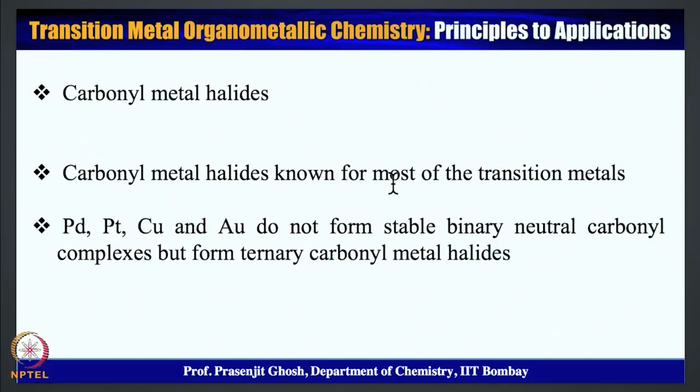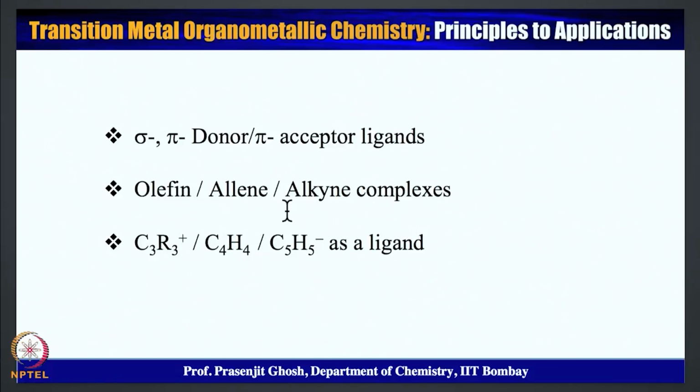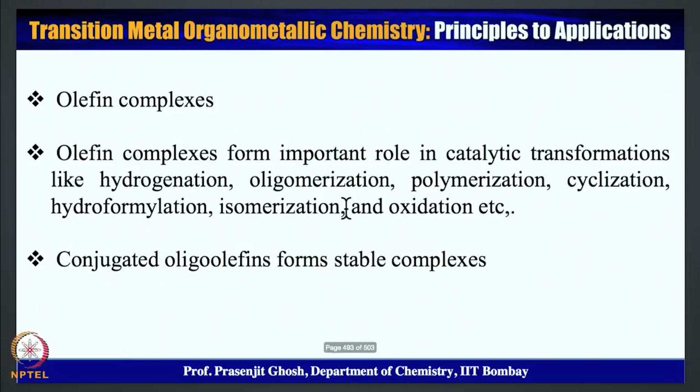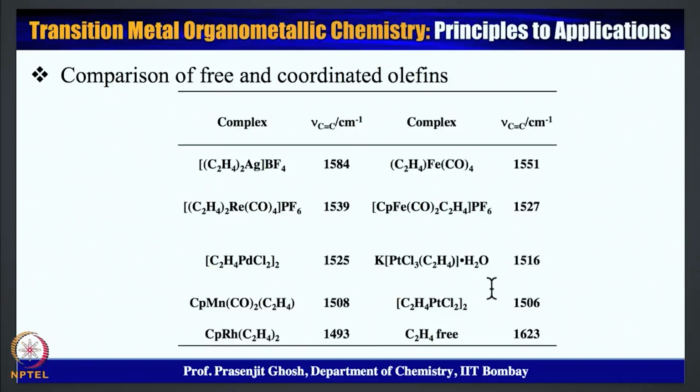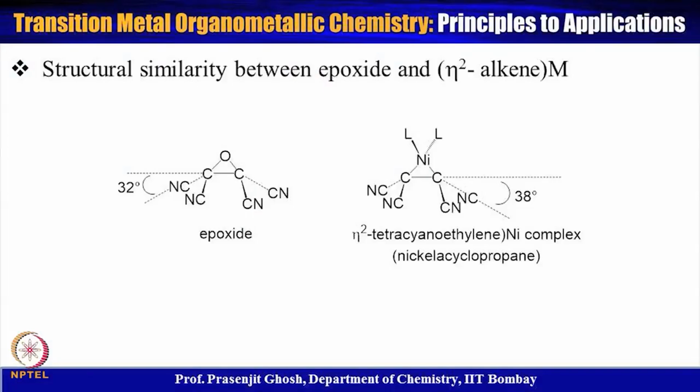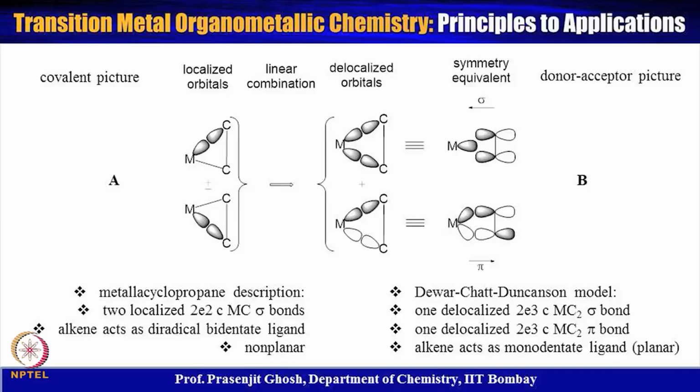We have looked into carbonyl metal halides following the metal hydrides, and then into various kinds of sigma donor pi acceptor ligands, particularly the olefin and alkyne complexes. The olefin complexes are important, particularly with respect to catalysis, and we have looked into the type of bonding they display, the sigma donation and the pi back donation, particularly with respect to the Dewar-Chatt-Duncanson model, and that can be rationalized with respect to the infrared C=C stretching frequencies observed for these complexes. We have also drawn an analogy in the past discussion between the epoxide and the nickelacyclopropane complexes and how these two match each other.